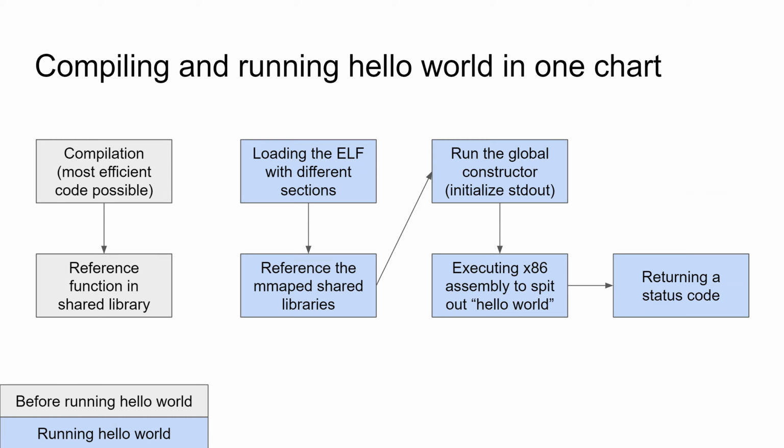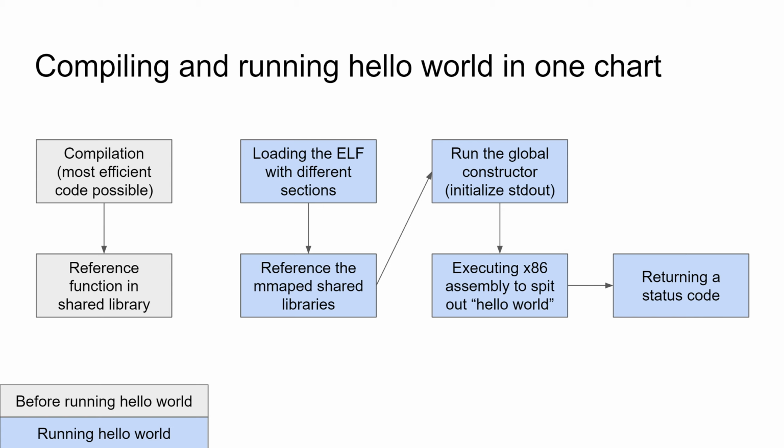So all in all, this is what would actually happen when you compile and run Hello World in one screen. First, you need to compile it with the most efficient code possible, like what we looked at with EAX, XOR the register itself. And then you also need to leave a bunch of references for functions in shared libraries, so later on, the operating system knows to call the implementation in shared libraries for the code you referenced.